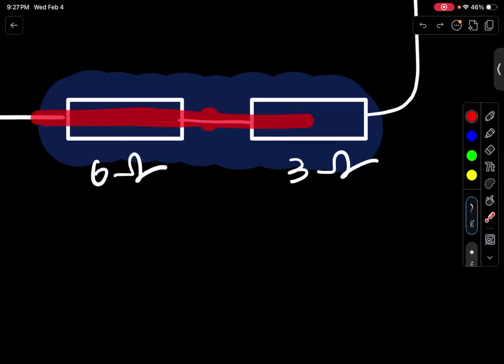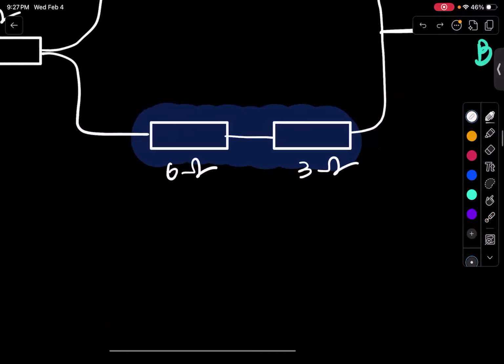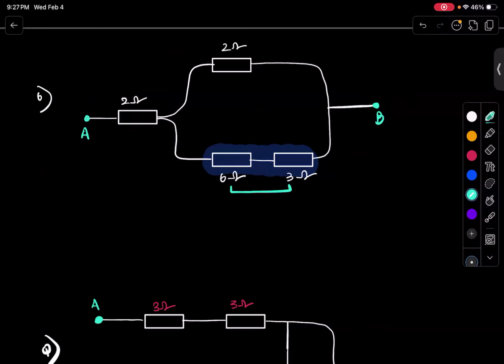Because both of these resistors have the same current passing through them. So you could consider these two to be in series and you can add their total resistance up to be 9. That's it. This is just 9 ohms, right? So you can consider this to be one large 9 ohm resistor. Okay, so what is the total resistance? This is just 2.